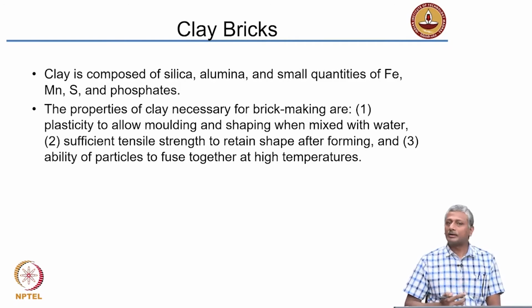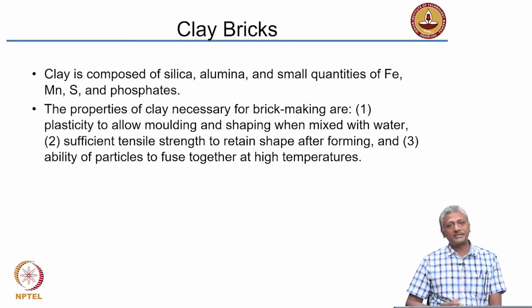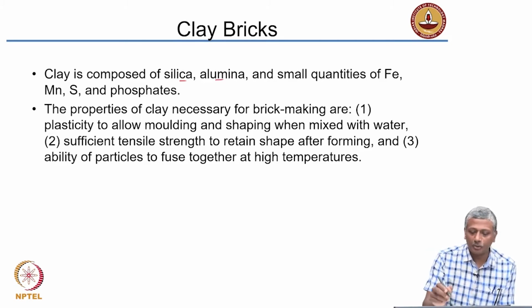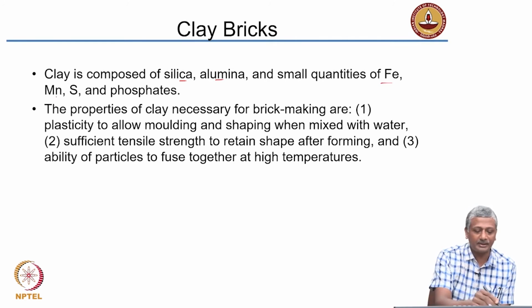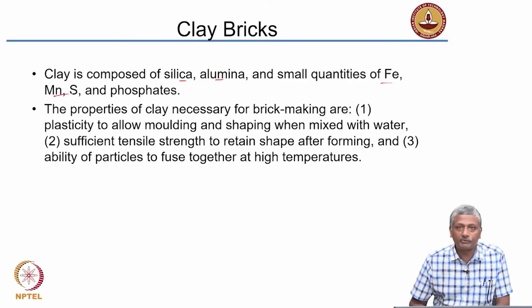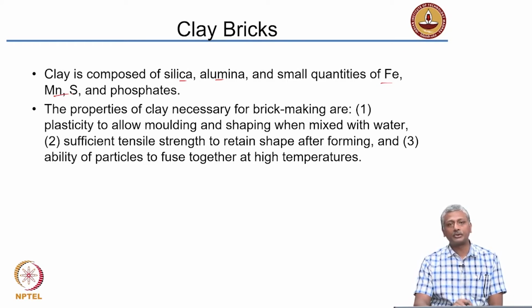This is something that you are clearly aware of. You would have seen it in numerous locations. You may have even had the chance to see some kilns where bricks are actually manufactured. So bricks typically are taken from the clay that is found in the topsoil. The clay is composed of silica, alumina, and small quantities of other elements such as iron, manganese, sulfur, and sometimes phosphates. But mostly clay is composed of silica and alumina in certain ratios. Depending upon the type of clay, you get a different ratio of silica to alumina.